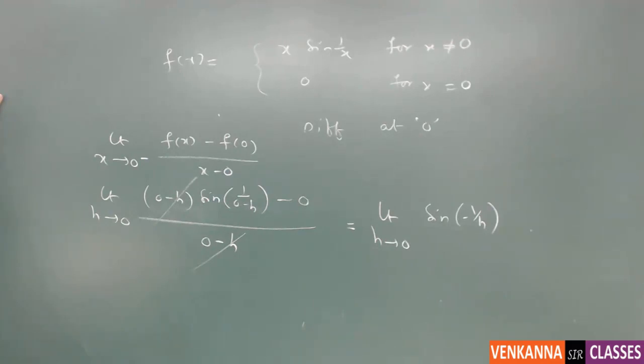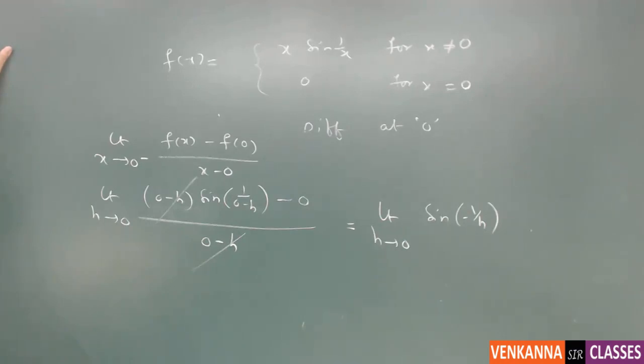Similarly, if you calculate the right hand side derivative, the same value you are going to get, limit h tends to 0 sine 1 by h. So plus h gets cancelled. Hence, in that case also, it is not going to give a unique number to us. It is oscillating between minus 1 and 1. Therefore, left hand derivative and right hand derivative values are not giving a unique number. Hence, we can say that the function is not differentiable at 0, but it is continuous at 0. Agreed?